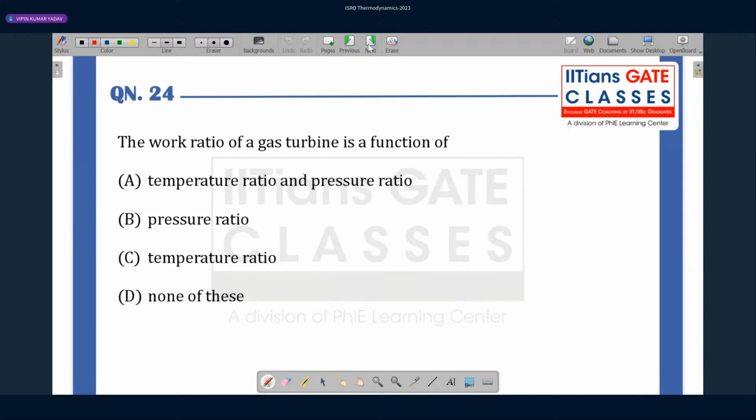Now, how about the work ratio of a gas turbine is a function of? Can you try this? What is work ratio? Net work by turbine work. You see that ISRO asks so many questions in thermodynamics from gas turbine. Okay. So is it a function of temperature ratio and pressure ratio, just pressure ratio, just temperature ratio, or none of these?